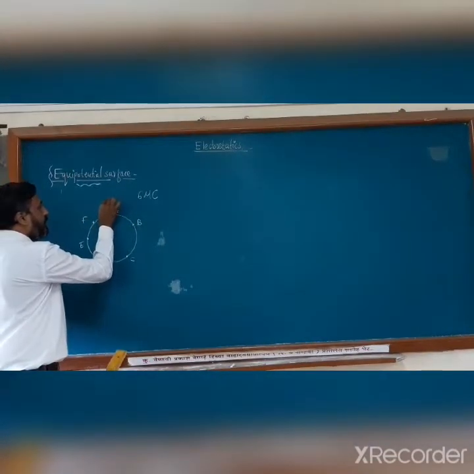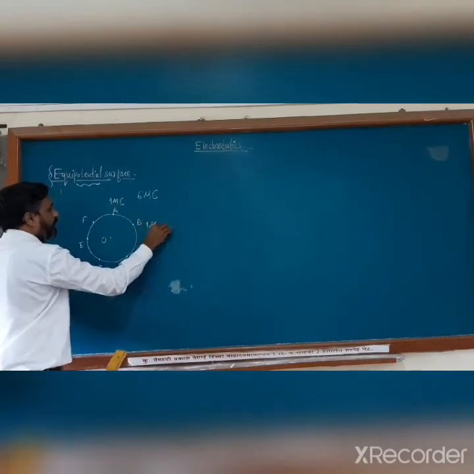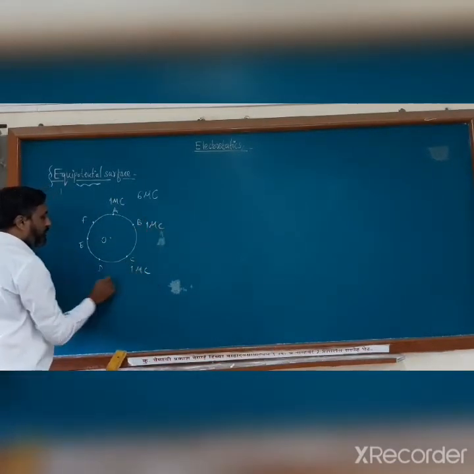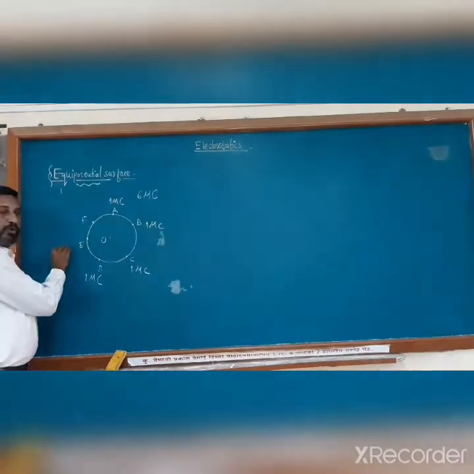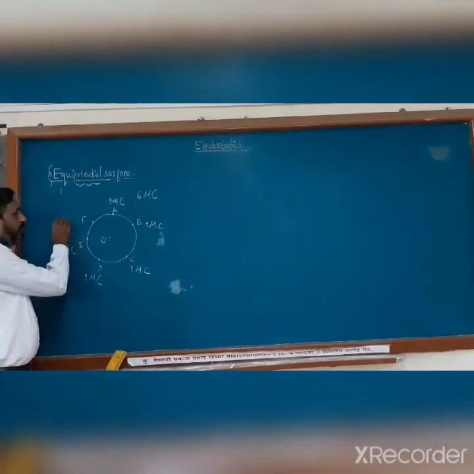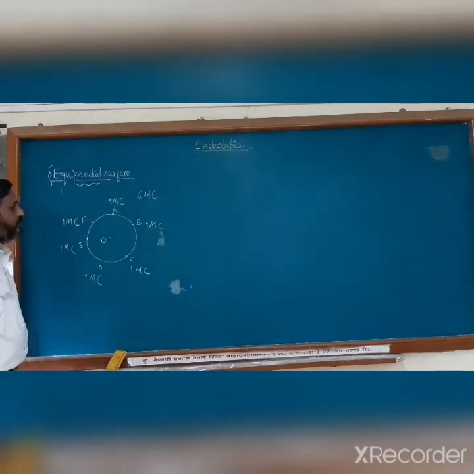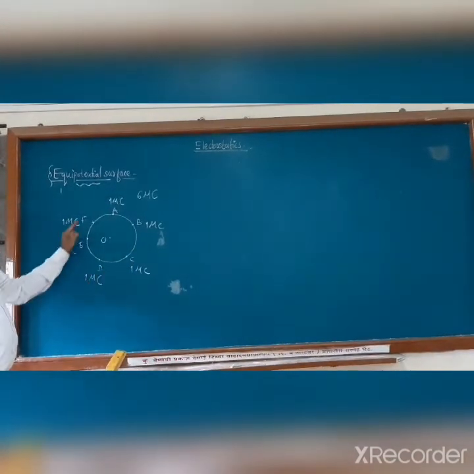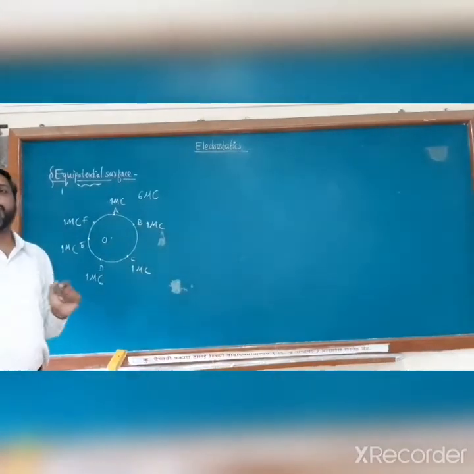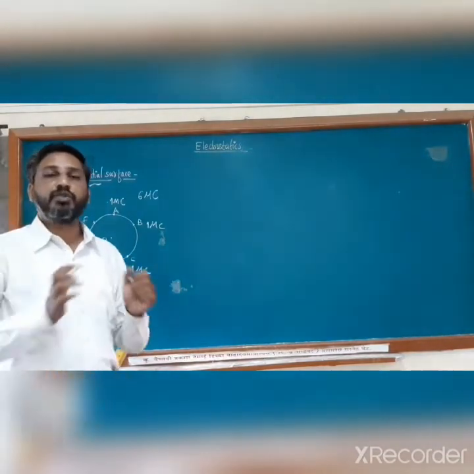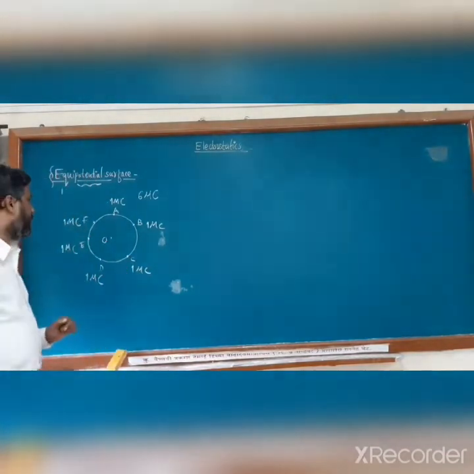Means what happens? At the point A, 1 microcoulomb charge. At the point B, 1 microcoulomb charge. C also 1 microcoulomb charge. At the point D, charge of 1 microcoulomb. At the E, 1 microcoulomb. At the F, 1 microcoulomb. Means there is a charge at every point A, B, C, D, E, F. At every point, there is the same distribution of charge. Charge is equally distributed. Charge is uniformly distributed.